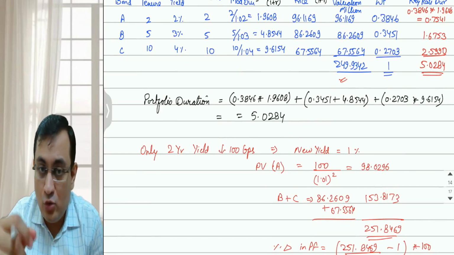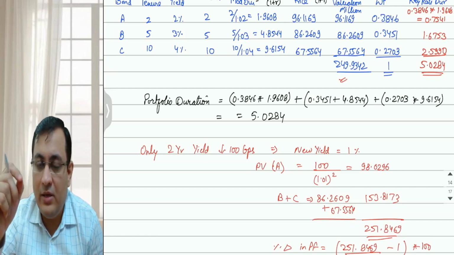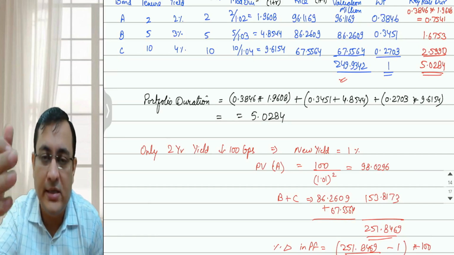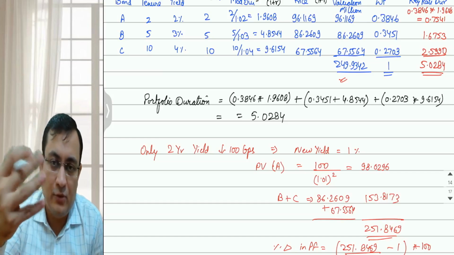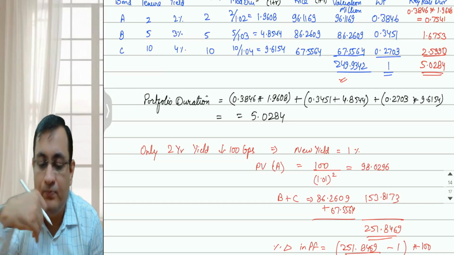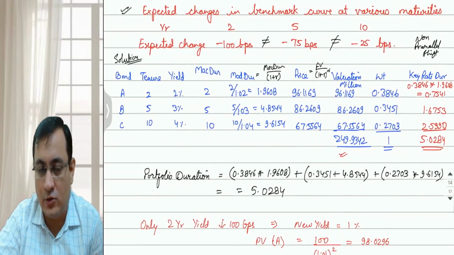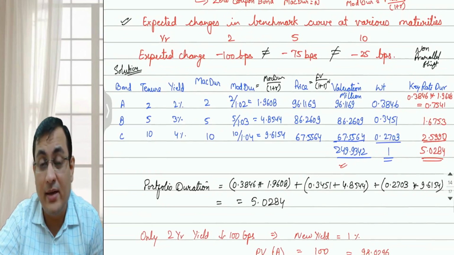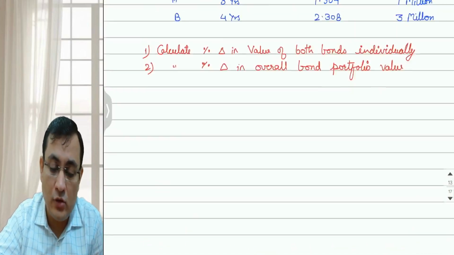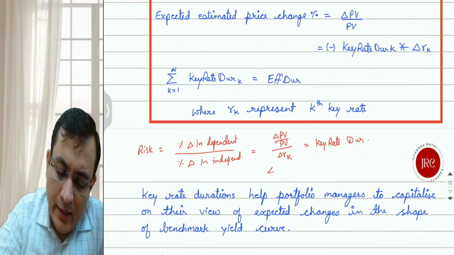So now, how do we use these key rate durations to identify where we can shift our bond portfolio value to increase the returns for the investors? As a portfolio manager, what changes should you make in the portfolio? We have calculated the key rate durations and now we have the expected changes also. Assuming these expected changes come true, what will be the change in the value of each individual bond?